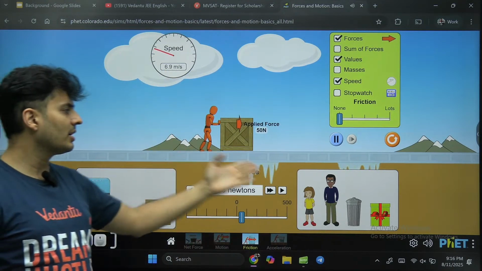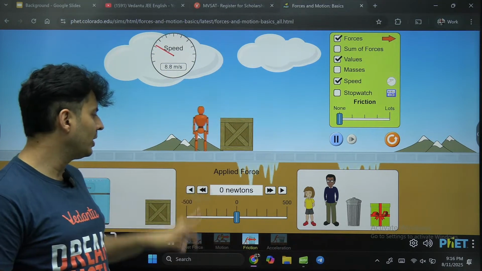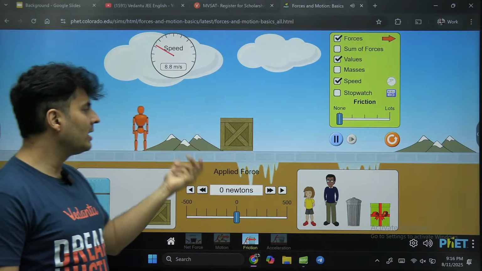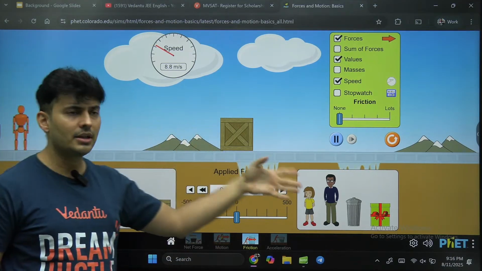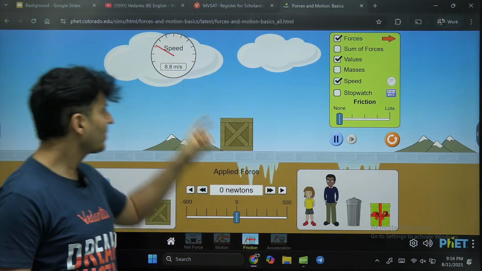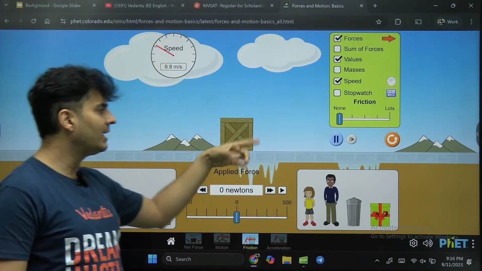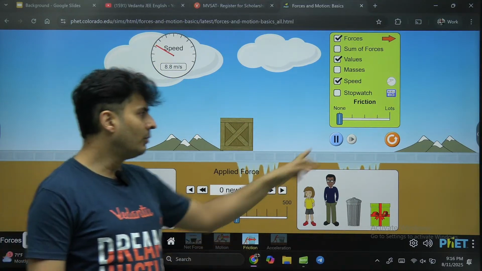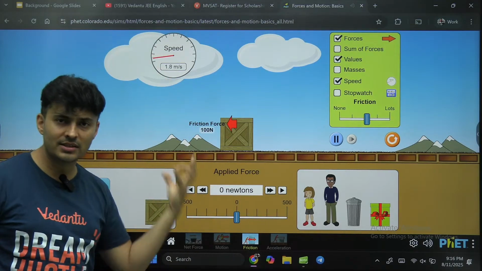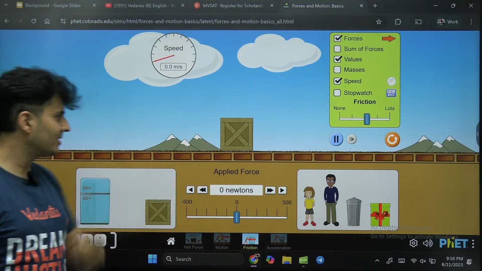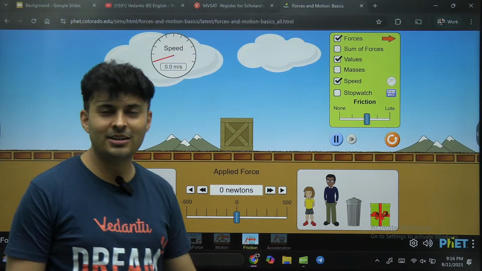So the speed begins to increase because it's perfectly smooth the moment you apply any force. The moment you release the force, no force is there. By Newton's first law of motion, the box continues its state of rest or motion. As you can see, the speed is maintained. It is no longer accelerating. But the moment I put some friction, you can see it starts decelerating, the speed reduces and it stops. Wow, that's what friction does.